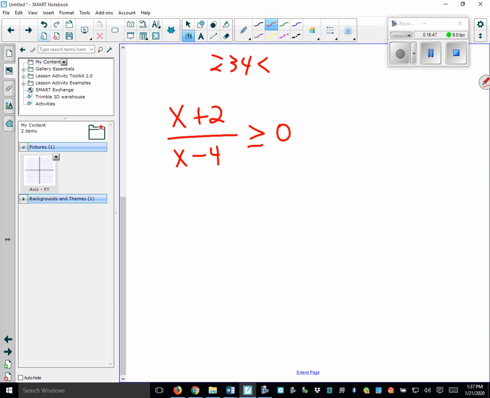All right, this problem. I have to look at the denominator to get my first critical number. What would it be? 4.